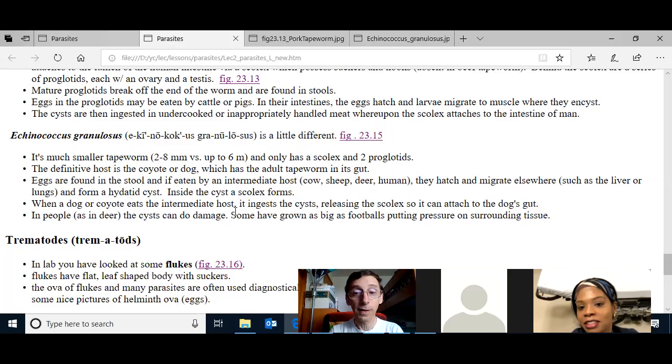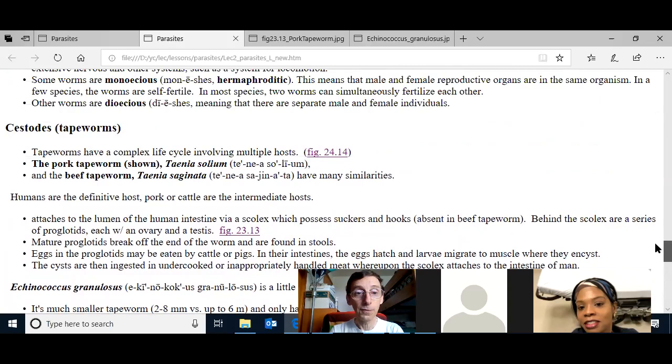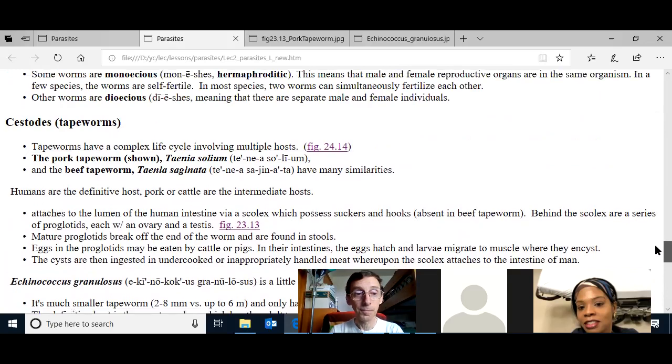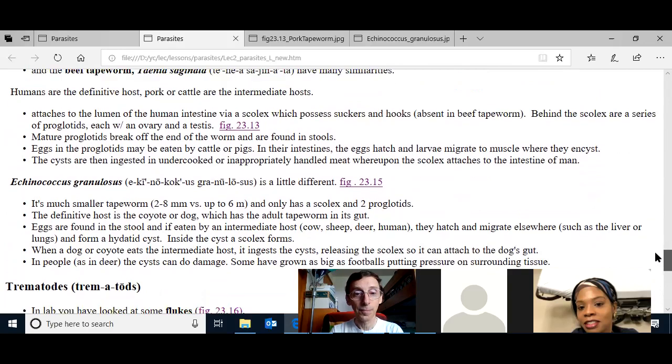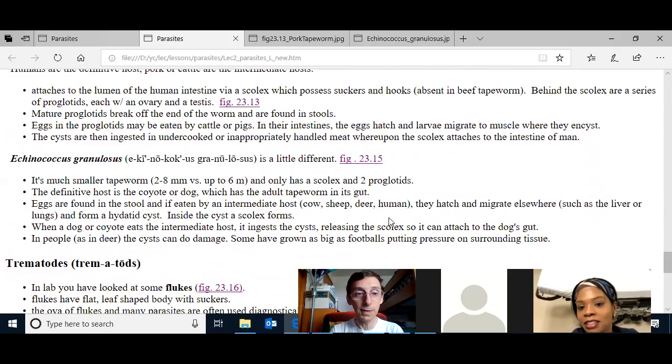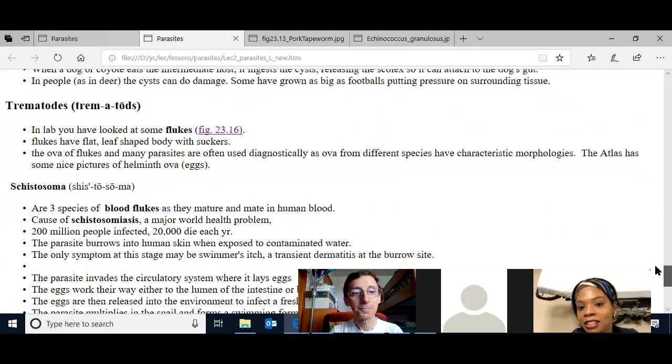All right, so those are the 3 tapeworms I want you to know: the pork tapeworm, Taenia solium, the beef tapeworm, Taenia saginata, and then the dog tapeworm, Echinococcus granulosus. And humans can be an intermediate host for Echinococcus granulosus. Any question about that? If there's no questions, I'm going to move on.